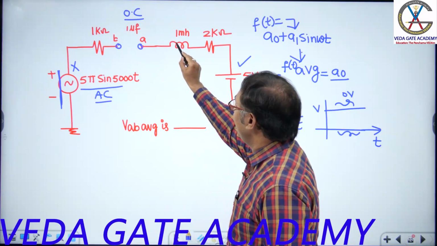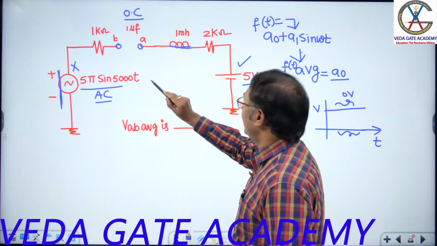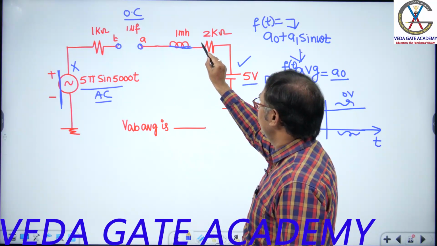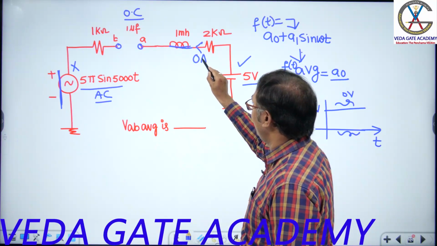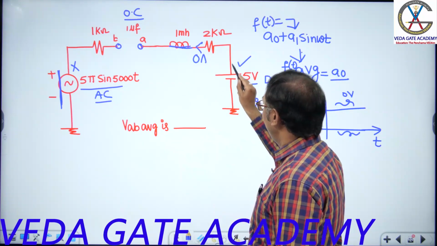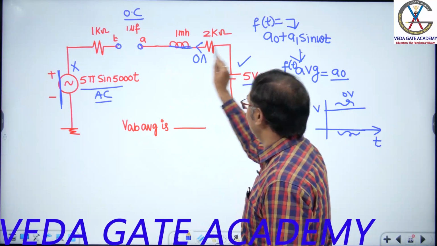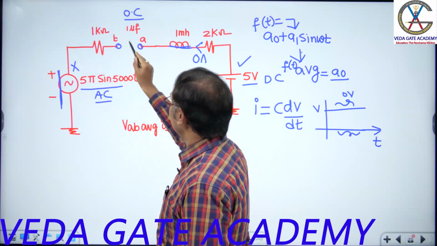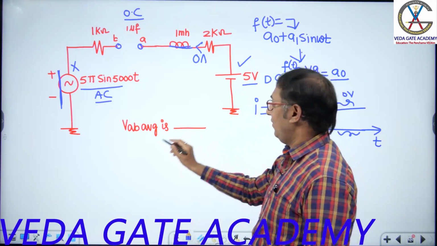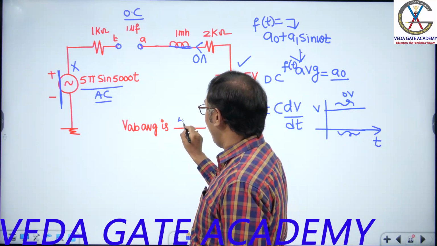What is VAB? Inductor replaced with short. Come like this. Here current is what? 0 amperes. Why? Because it is open circuited. Come like this, 5 volts. This ground, both are the same. VAB is reading as how much? 5 volts.